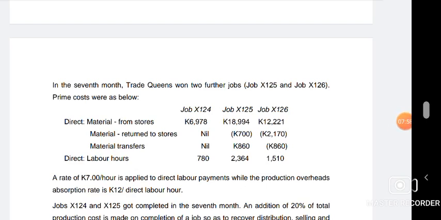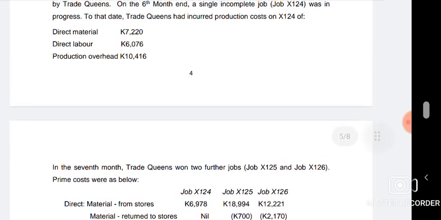Just before we switch to the next screen of the calculation, look at X124. There are some details referring to this job X124 specifically, because we've been told that as of the month end of month 6, direct labor costs there's also 6,076. So even as we multiply the hours times the rate, don't forget to add on the 6,076 on job X124 only, because this detail is in reference to X124. The others will just be hours times hourly rate. Okay, let's do just that.